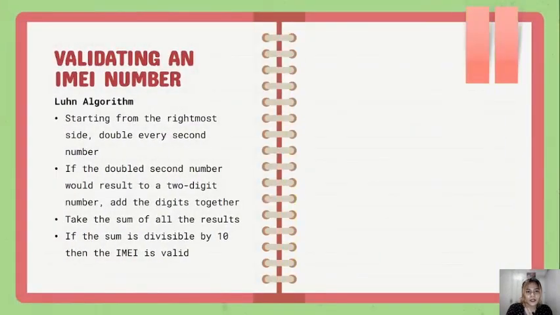Now, how to validate an IMEI number? We can use the Luhn algorithm for validating an IMEI number. The Luhn algorithm is also called the Mod 10 algorithm, which is a simple checksum formula used for validating a variety of identification numbers such as the IMEI number, the UPC that we will be tackling later on, and credit card numbers. Now, let's have an example.